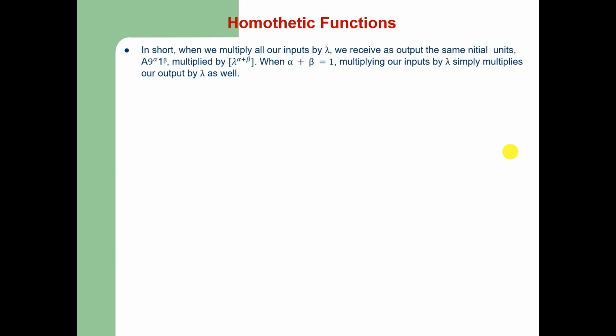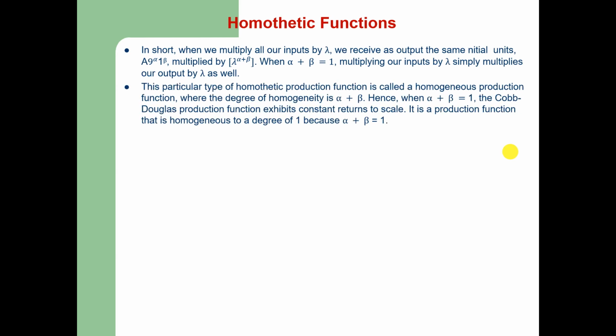When α + β is equal to 1, multiplying our inputs by lambda simply multiplies our output by lambda as well. This particular type of homothetic production function is called a homogeneous production function, where the degree of homogeneity is α + β. Hence, when α + β is equal to 1, the Cobb-Douglas production function exhibits constant returns to scale. It is a production function that is homogeneous to a degree of 1 because α + β is equal to 1.